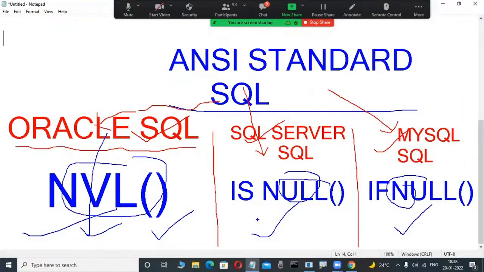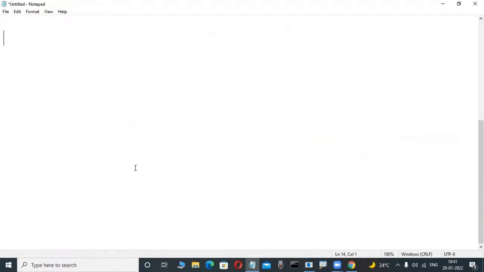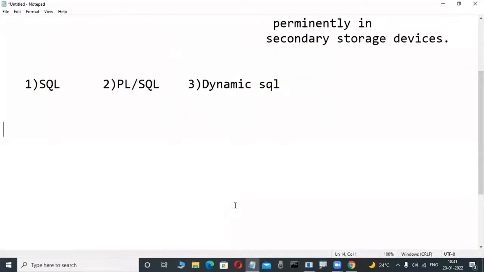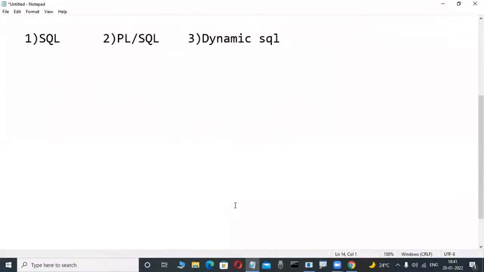There is another function. That's why, always, what we are learning is that SQL is an ANSI standard language. From that SQL language, Oracle Corporation created their own SQL language, that is called Oracle SQL language.